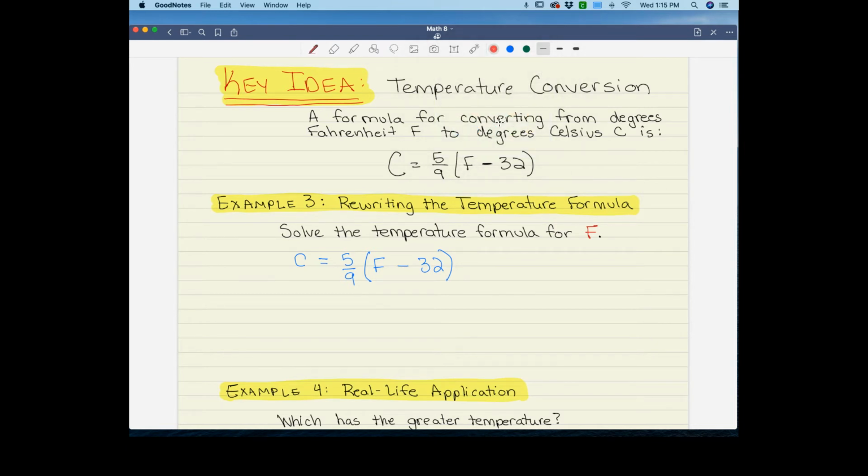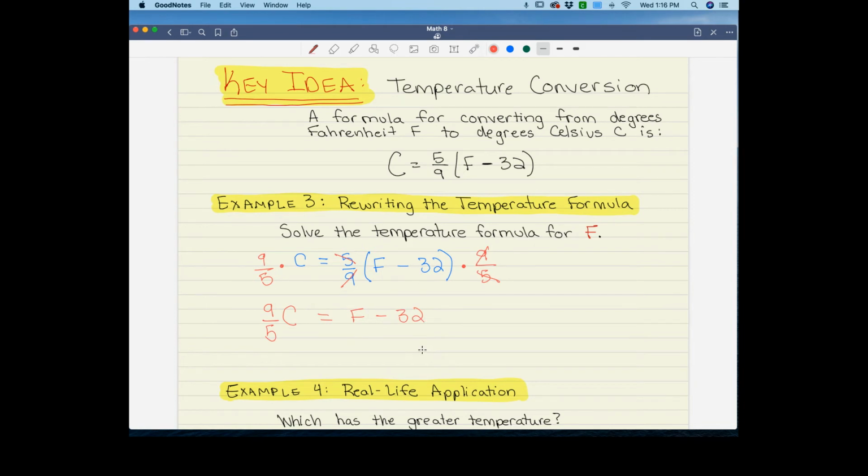We could divide by 5/9, but when you talk about fractions, the inverse of a fraction is really its reciprocal. So what we can do is multiply each side by the reciprocal of 5 over 9, which is 9 over 5. By doing that, the 5's cancel and the 9's cancel. And so now we have 9 over 5 times Celsius equals F minus 32.